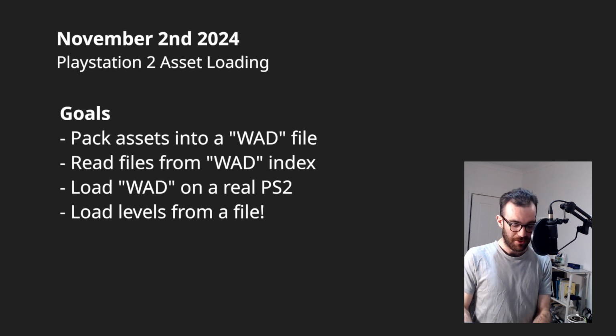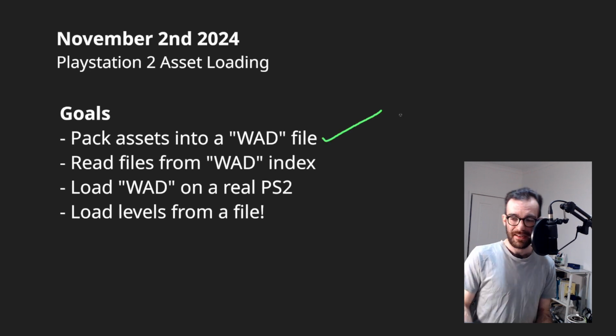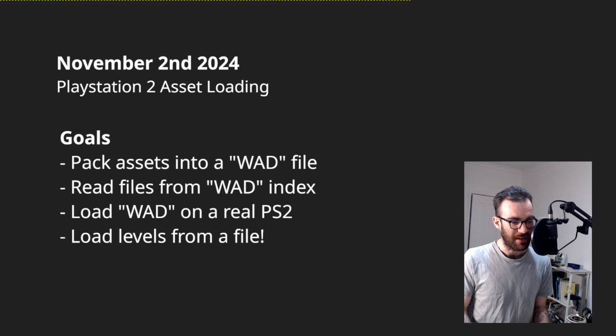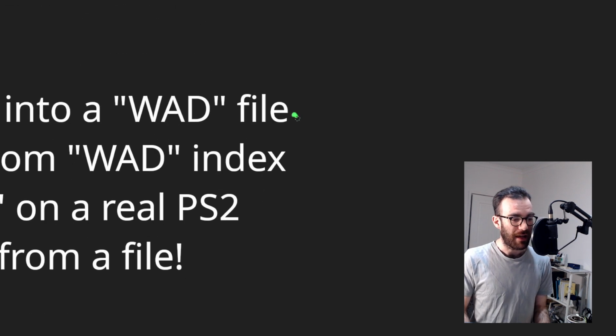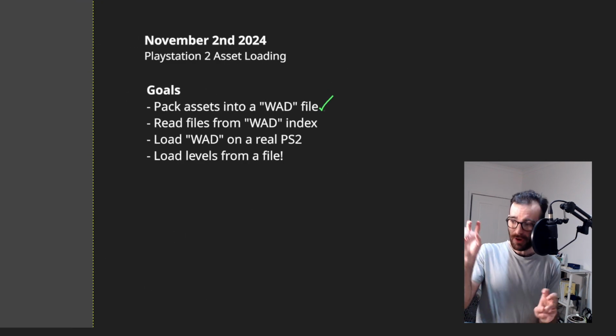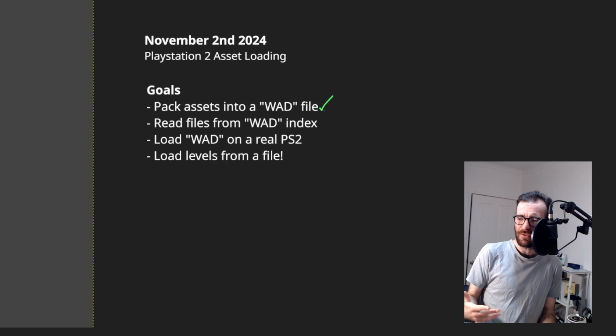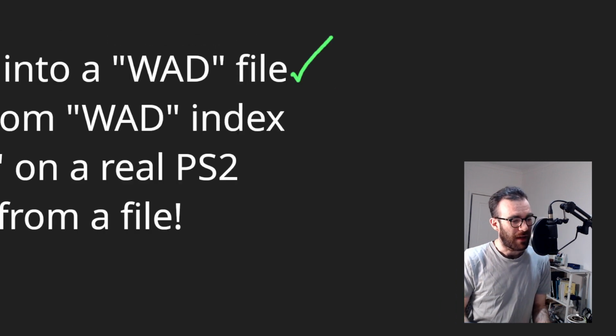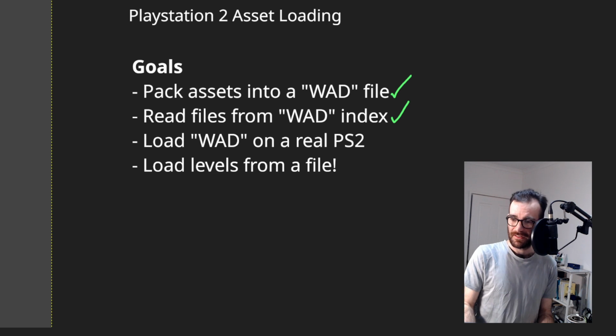So last stream we got a couple of things done. We packed assets together. That was a really bad pun. I apologize profusely. We put assets together into a WAD file. This is kind of like a Doom WAD file, but a little bit different. We can read files from our WAD index, right? So what does this look like? Let's have a quick look. Let's do a quick recap.